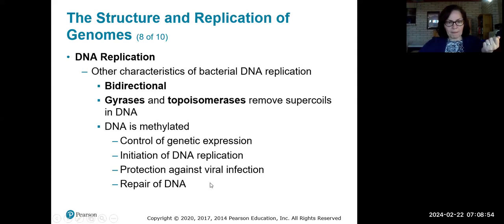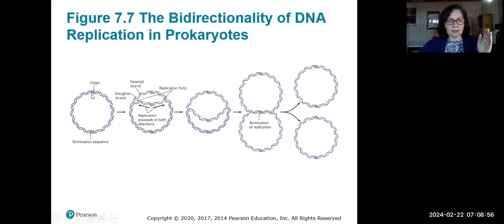And here's the origin of replication. You pull the two strands apart and start copying in both directions. And then finally, when you get to the other end of that circle and you've made a copy, you end up with two identical copies of this DNA.